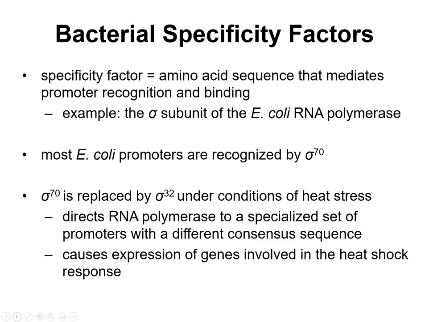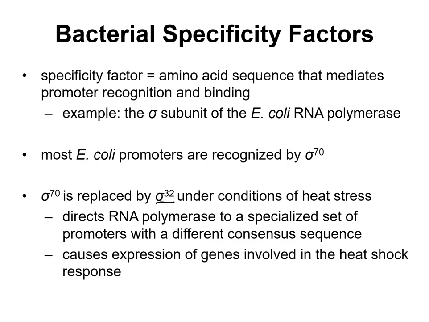So let's go back around to those bacterial specificity factors. A specificity factor is an amino acid sequence that mediates promoter recognition and binding. So the sigma subunit, like we said, of the E. coli RNA polymerase, that's a specificity factor. Sigma 70 helps the polymerase recognize the majority of the promoters in E. coli. However, if you have heat stress, sigma 70 is replaced by sigma 32.